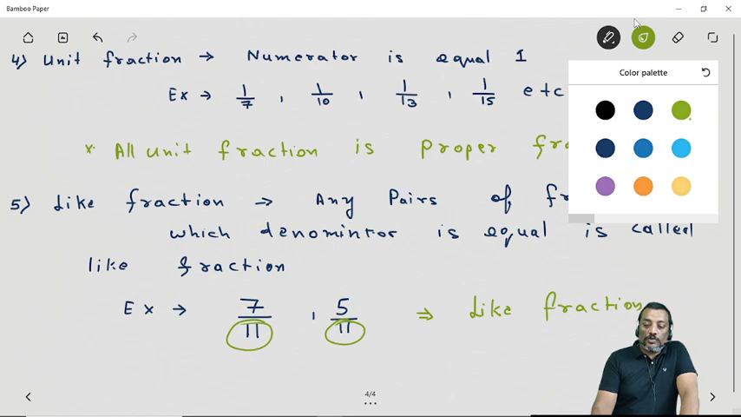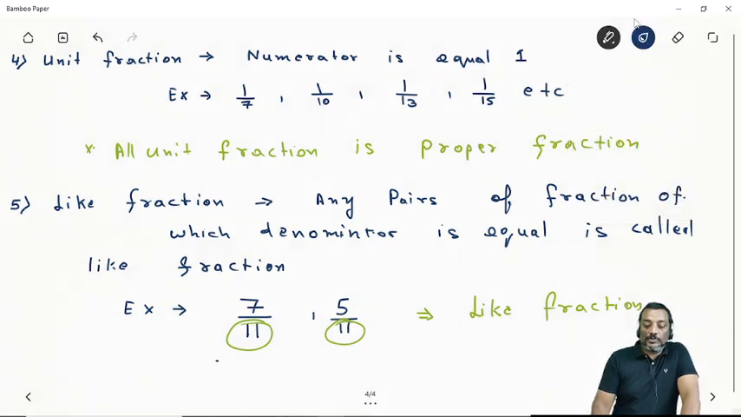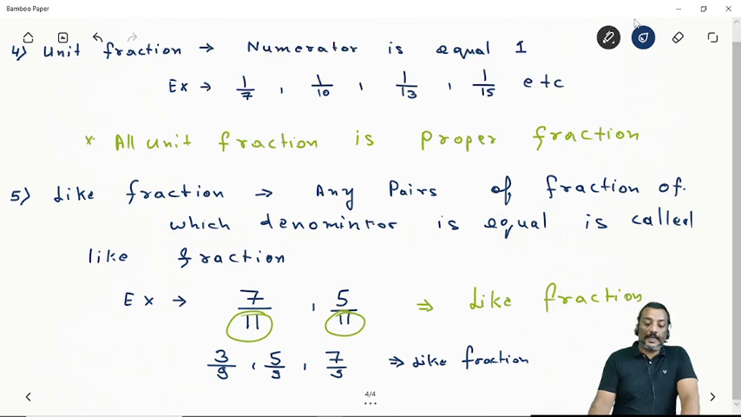Okay, one more example you can see. Suppose 3/9, 5/9, 7/9. So these are all what? Like fractions, because all the denominators are what? Same. Hope you got it. So simply, you can say any fractions whose denominators are equal are called like fractions.